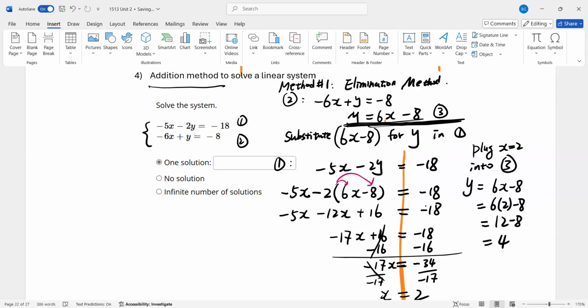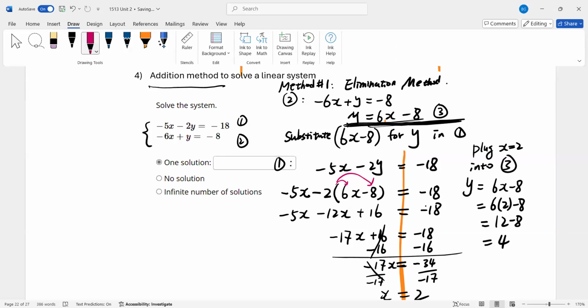Conclude. The system has one solution, and the one solution has two components, right? Because it is an ordered pair. Graphically it represents a point in the rectangular coordinate system, two-dimensional system. So x equals 2, y equals 4. And now we're done, all right? One solution. The one solution is (2, 4).